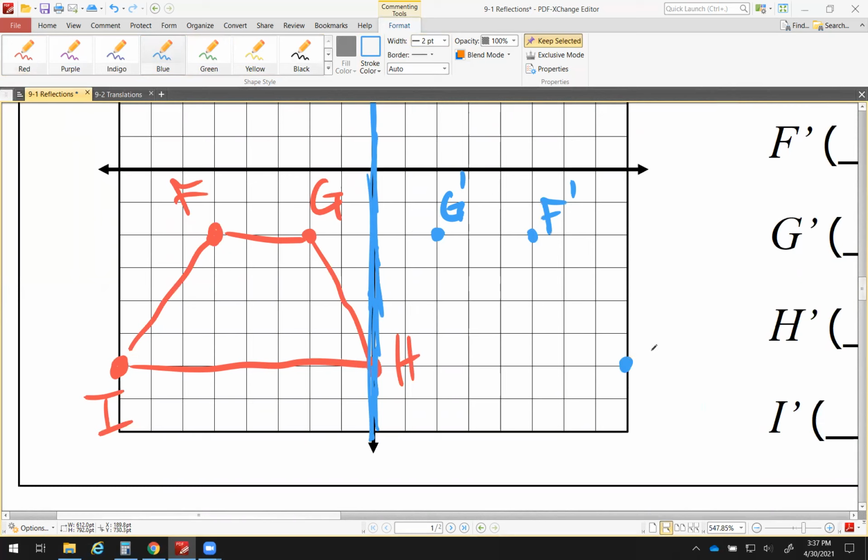I is way over here on the edge. So I prime will be way over on the edge. And H is actually already at its reflected spot. It's on the line of reflection, so it doesn't need to move, right? If you touch a mirror, the distance between your finger and its reflection appears to be 0, right?